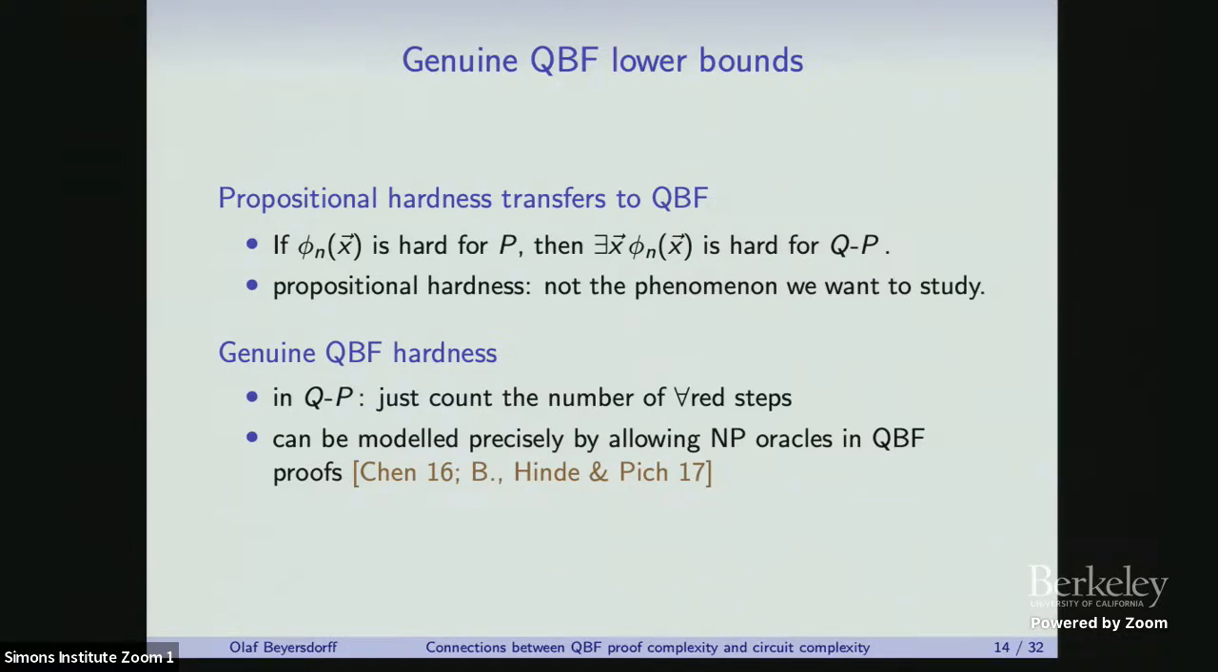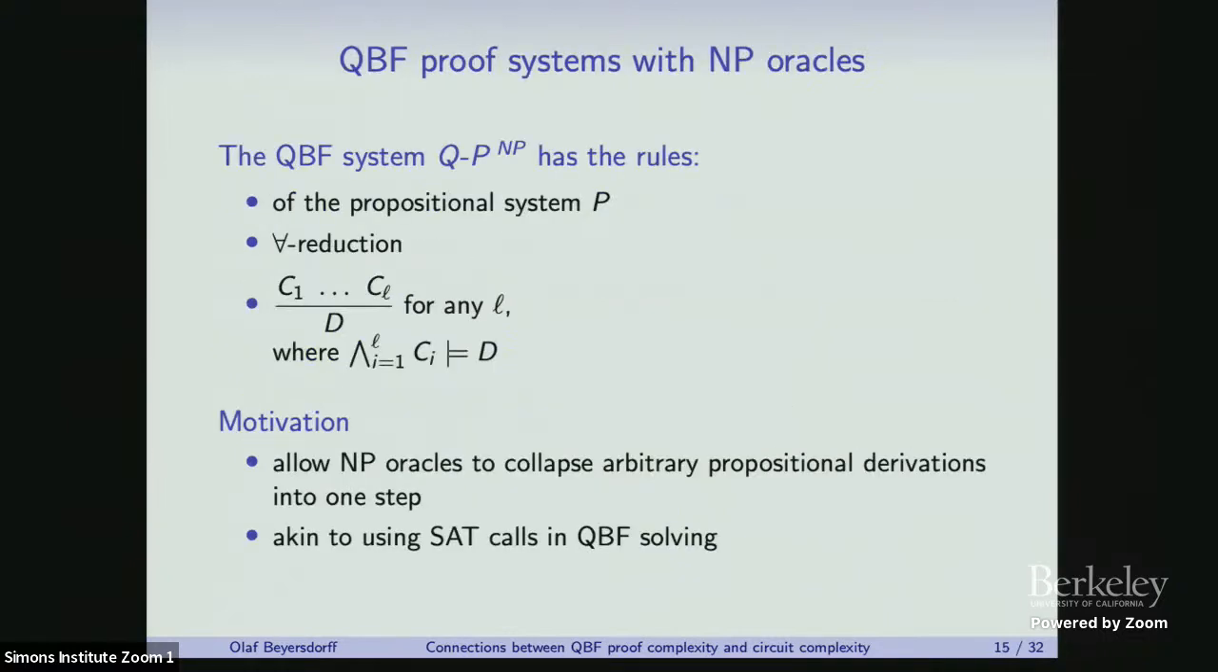If you want to understand genuine QBF hardness, in the sense that you want to see where quantification actually makes formulas hard that are not otherwise hard, what you could do is, for the systems that I defined, just count the number of for-all reduction steps. But you can also model this somewhat more nicely by allowing NP oracles in the proofs. And let me just show you this.